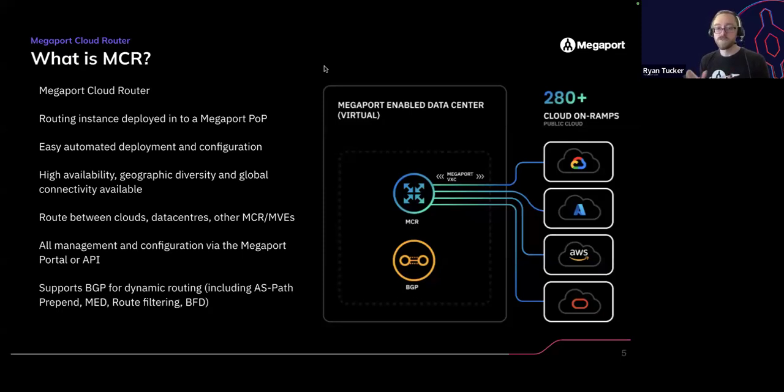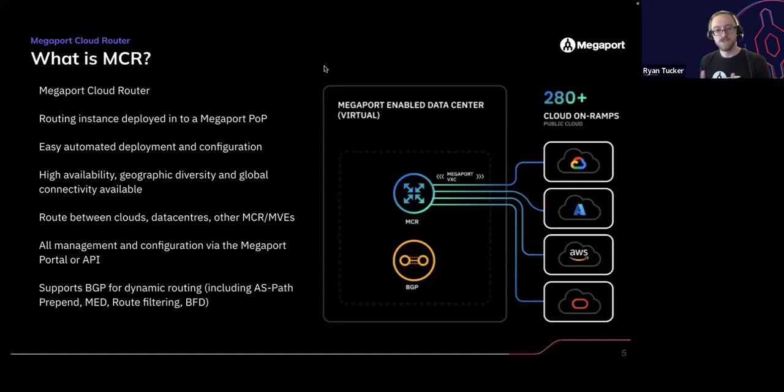There's a bunch of options for architecture. So you can deploy MCR in high availability configurations. You can deploy it across locations for geographic diversity. You can build out global architectures with MCR. It's often used to route between clouds, but not only to route between clouds. That's something that comes up a little bit, I guess, because of the name. It can be used to route between anything on Megaport's network, not just cloud providers.